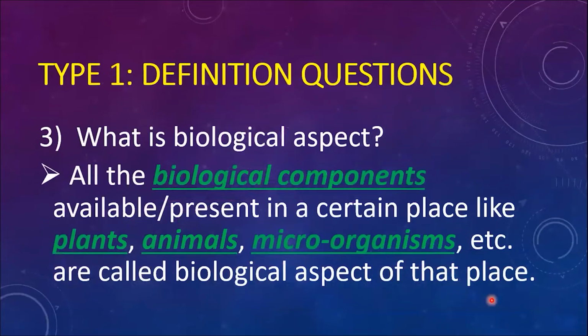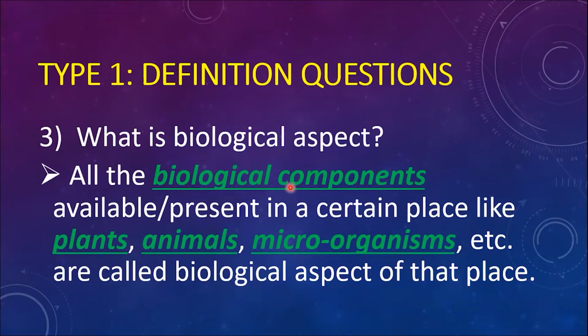Okay, let's go to the next, third number. What is biological aspect? All the biological components available in a certain place, like plants, animals, microorganisms, etc., are called the biological aspect of that place. So look here, I have highlighted biological components. So first you focus: what are biological aspects?